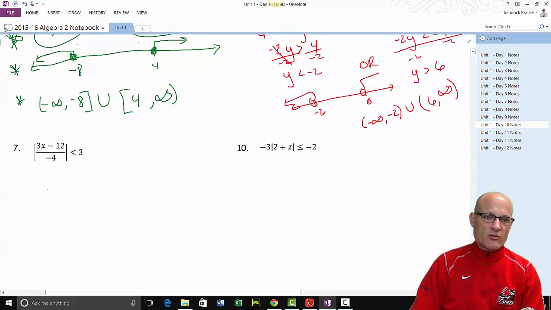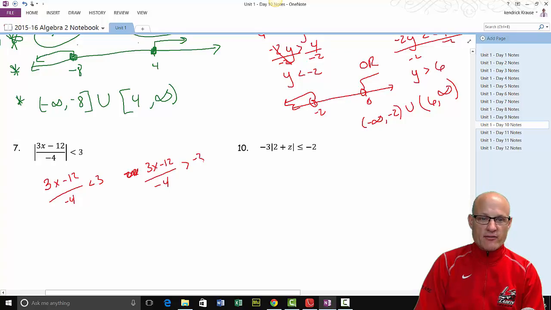So 3x minus 12 over -4 is less than 3. Or, I don't know if it's or. 3x minus 12 over -4 is greater than -3.